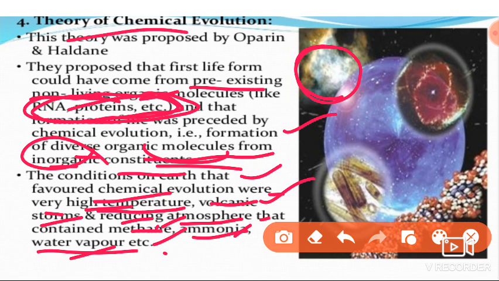This is the theory of chemical evolution. These are the four theories. The first is the theory of special creation, the second is the theory of panspermia, the third is the theory of spontaneous generation, and the fourth is the theory of chemical evolution. Please remember all four theories. The theory of spontaneous generation is also called the theory of abiogenesis, and the theory of chemical evolution is also called the theory of biogenesis. Please remember.